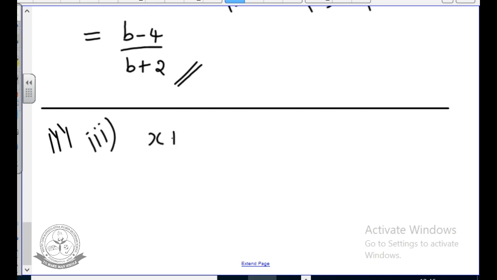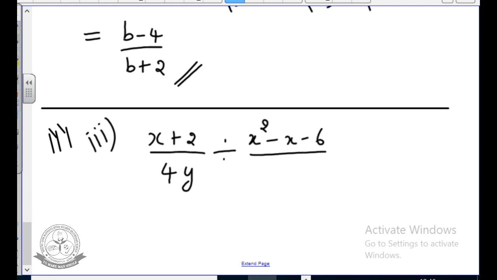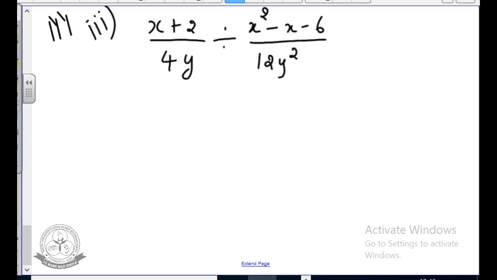x plus 2 divided by 4y, divided by x squared minus x minus 6 divided by 12y squared. If our expression is a very simple one, we can do the problem directly, right? So this one is very simple, so I am going to do it directly. So x plus 2 divided by 4y.